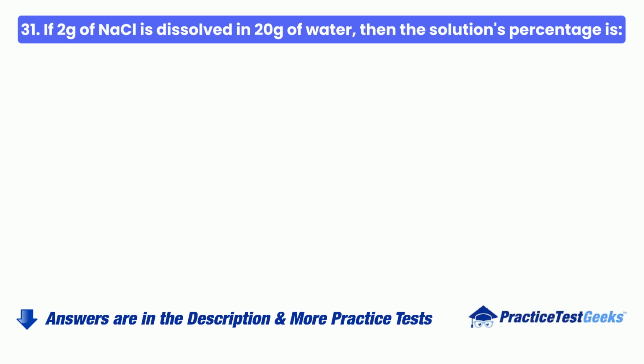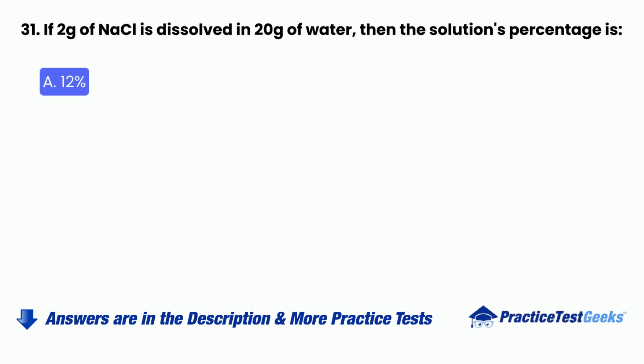If 2 gram of NaCl is dissolved in 20 gram of water, then the solution's percentage is A. 12%. B. 9%. C. 7%. D. 5%.